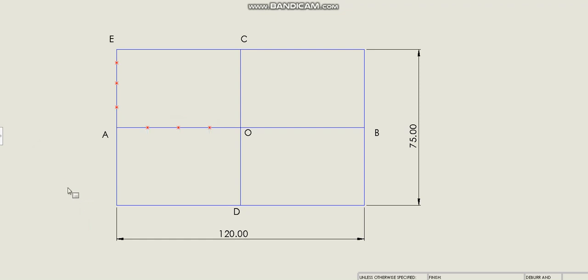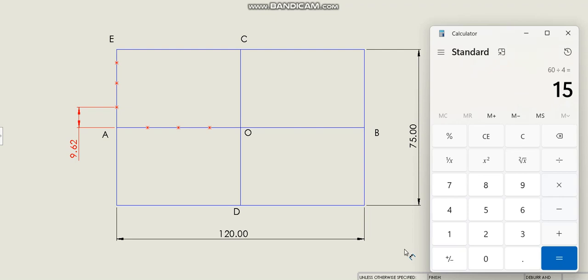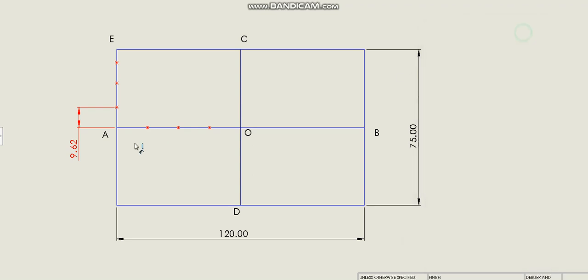Similarly for the AE segment, first of all, this length is 75. Half of it is 75 by 2, which comes to 37.5, which is again divided into 4 equal parts, that is divided by 4, which comes to 9.375. So this should be 9.375, again 9.375, and 9.375.